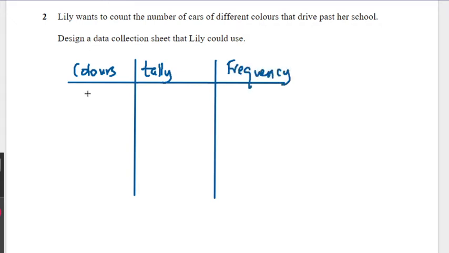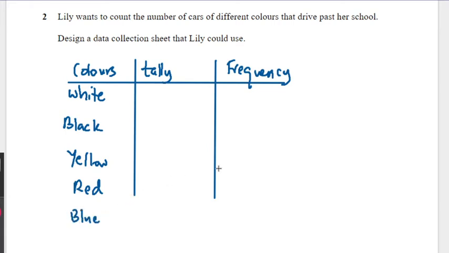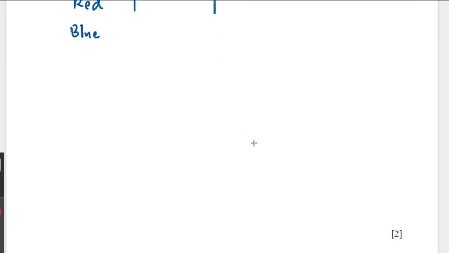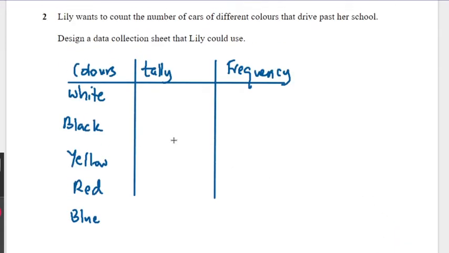Maybe here you can write a few colors. Maybe white, black. What else? Yellow. Red. Blue. Okay, and so on. You can just stop here. So with colors, tally and frequency, then only you can get 2 marks here. So that's how you design a data collection. Make sure you tally, don't just write colors and frequency. You have to tally before you get the frequency.